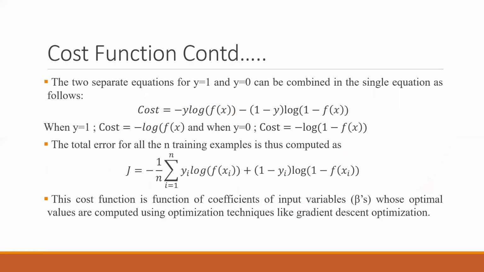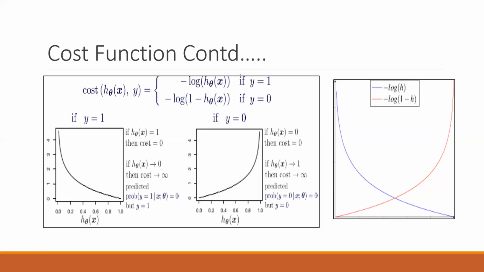Moving ahead now. So the two separate equations for y equal to 1 and 0 can be combined in a single equation. Now obviously, now we know that the cost function is like this, that you have to get the value in this form.